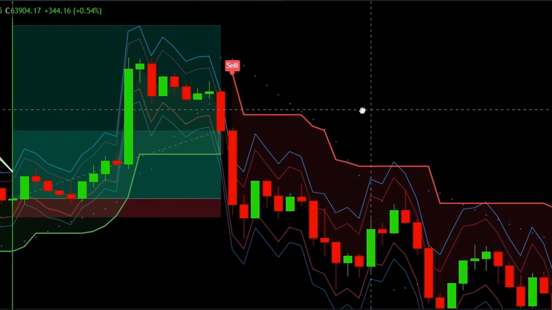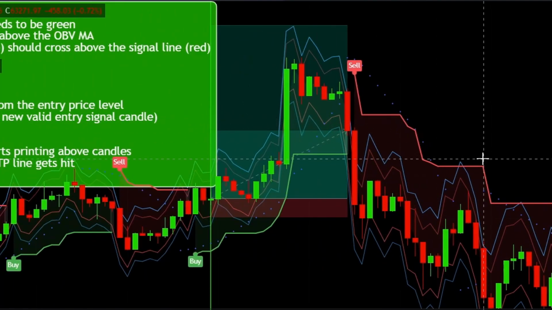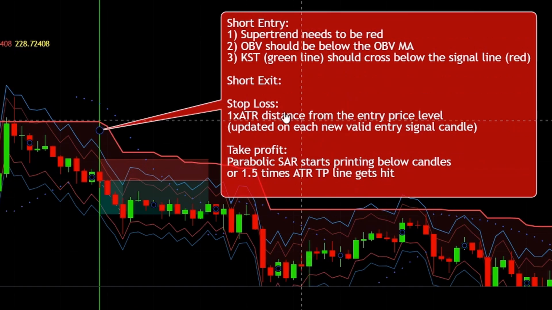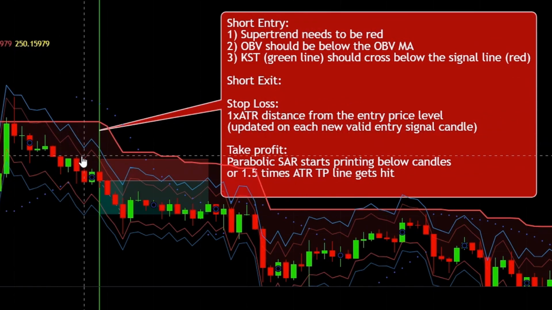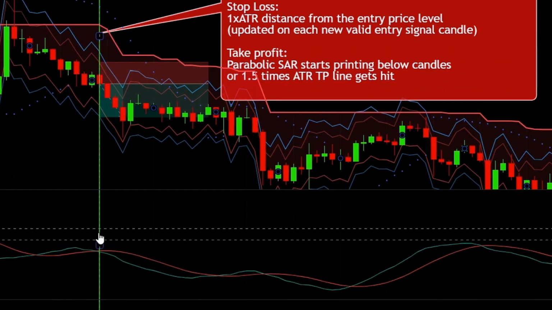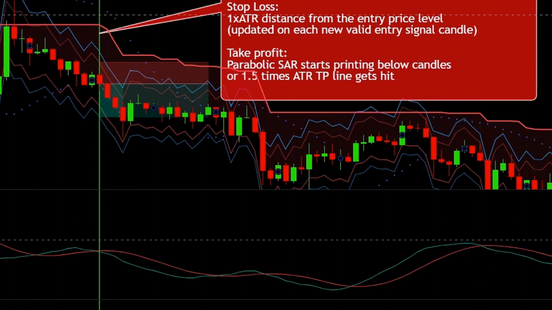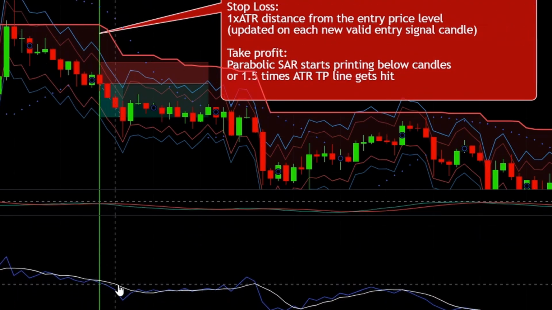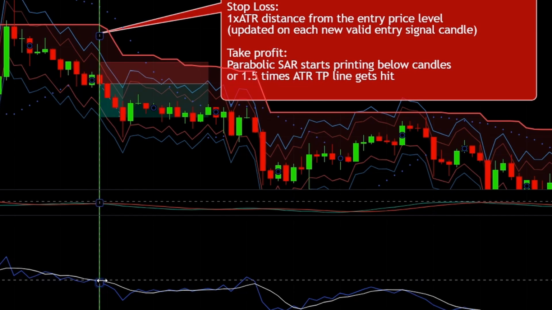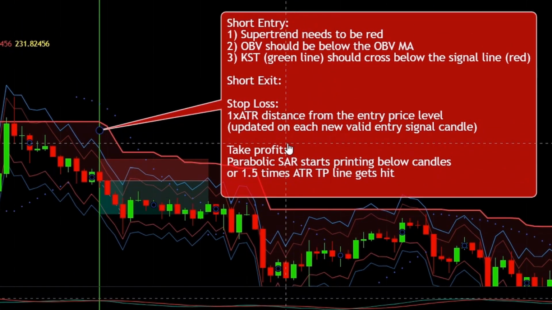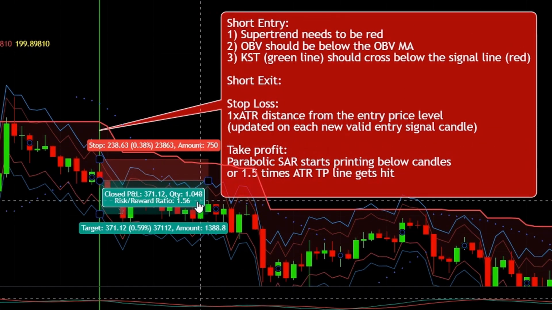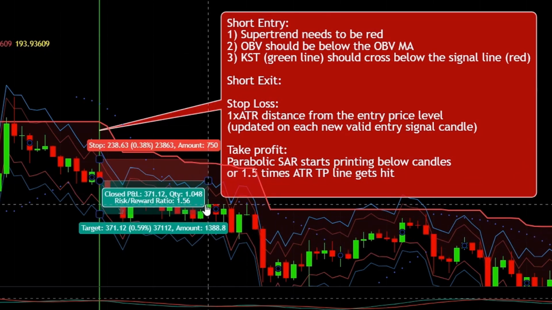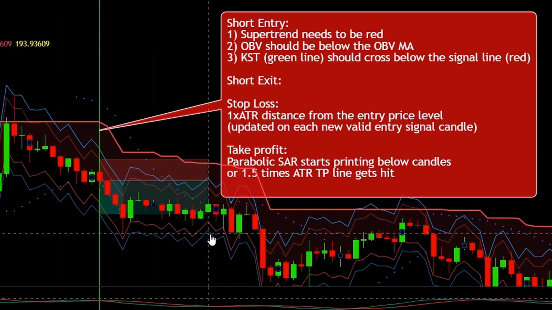Now let me show you a screenshot of a short position. Here is a valid short entry. The entry rules are exactly the opposite. So we need a KST cross down, the SuperTrend needs to be red, and the OBV needs to be below the OBV-based moving average. Stop loss and take profits are exactly the same, with only one difference. Now if the Parabolic SAR starts printing below the candles and not above, then it is considered as an exit.